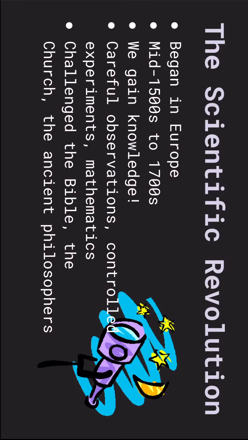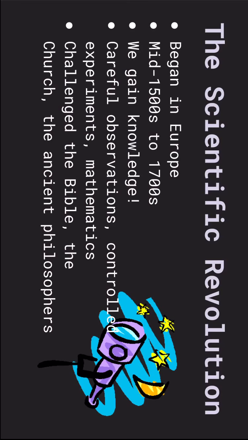The scientific revolution begins in Europe, similar to the Reformation. It begins around the 1500s and ends around the 1700s. During this time, we are gaining knowledge, but it's not like the Renaissance, where we were steering away from religion and thinking more about humans and their excellence. It's more about careful observations, creating experiments and using maths. Just like in your science class, you probably make experiments. This is what it's all about, creating experiments to test the questions we may have.